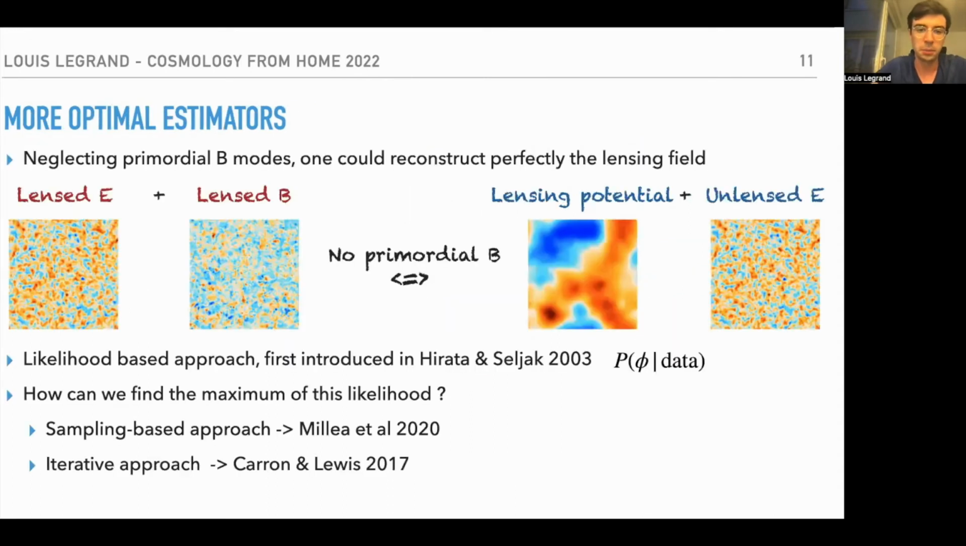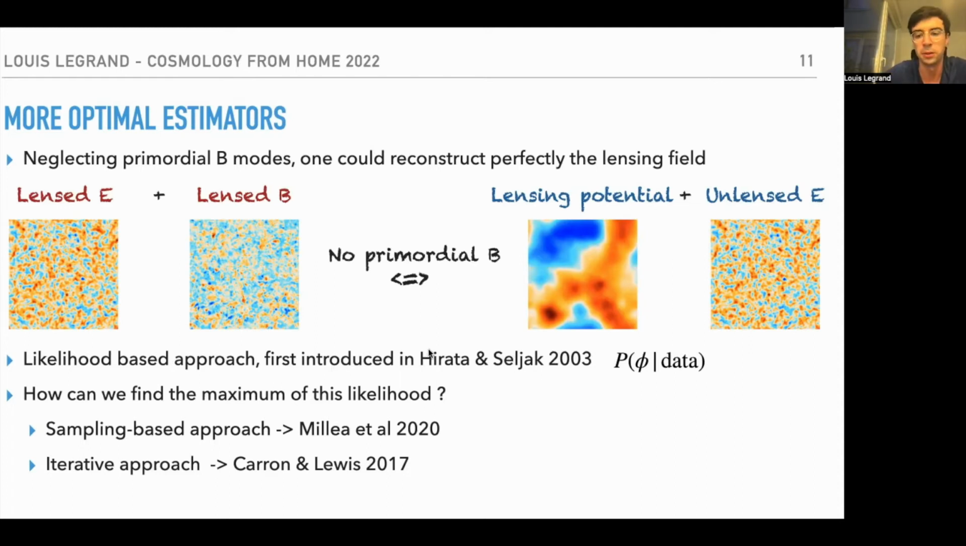And this can be done with a more optimal estimator, more optimal than the quadratic estimator. So indeed, as I said, if you neglect the chromatic mode, then you can reconstruct optimally the lensing potential. So from an observed lens E and an observed lens B, it's equivalent to have a lensing potential plus a lens E field. And to do this, people developed a likelihood-based approach. So you try to reconstruct the most likely lensing potential phi given the data you observe, so given these two lens fields.